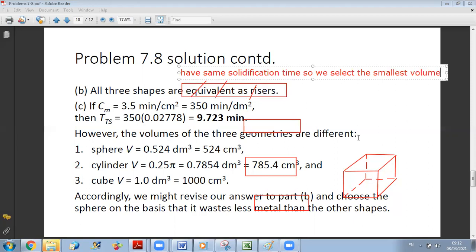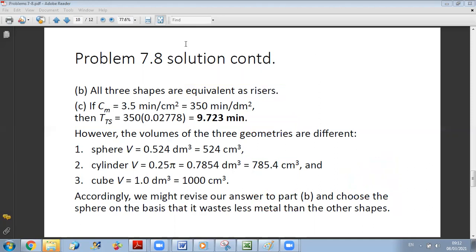Okay. Now, any question on this problem before moving to another one?